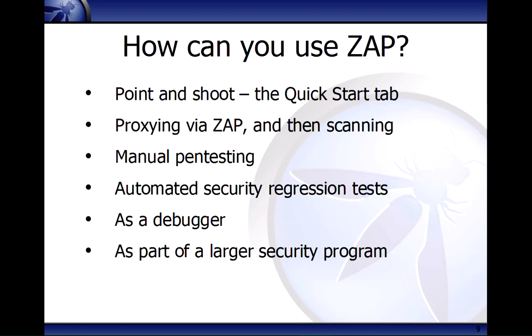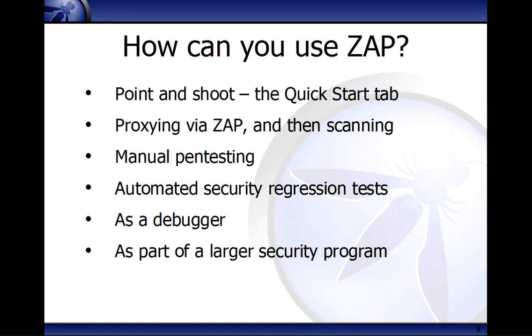So it's a great way just to get started. But if you've got some authentication or a complex application, you're better off actually proxying your browser through ZAP and exploring the site that way, because you're going to drive it in a more effective way. And then you can run the automated tools. Professional pen testers, however, are going to start doing that and then carry on and use all the manual tools, of which there are a lot. But another way that I'm really keen to get people using ZAP is automated security regression tests, and I'll talk a bit more about those in a minute.